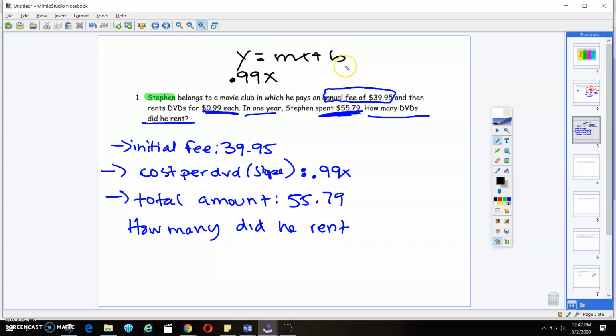What about your initial amount? How much is that? That's $39.95. So if I were to write an equation for this, it would be y equals 0.99x plus $39.95. Now, where does this $55.79 come in? The y. So I'm going to plug that in for my y, so I'm going to have 55.79 plugged in for my y. Did everybody see where I got that?